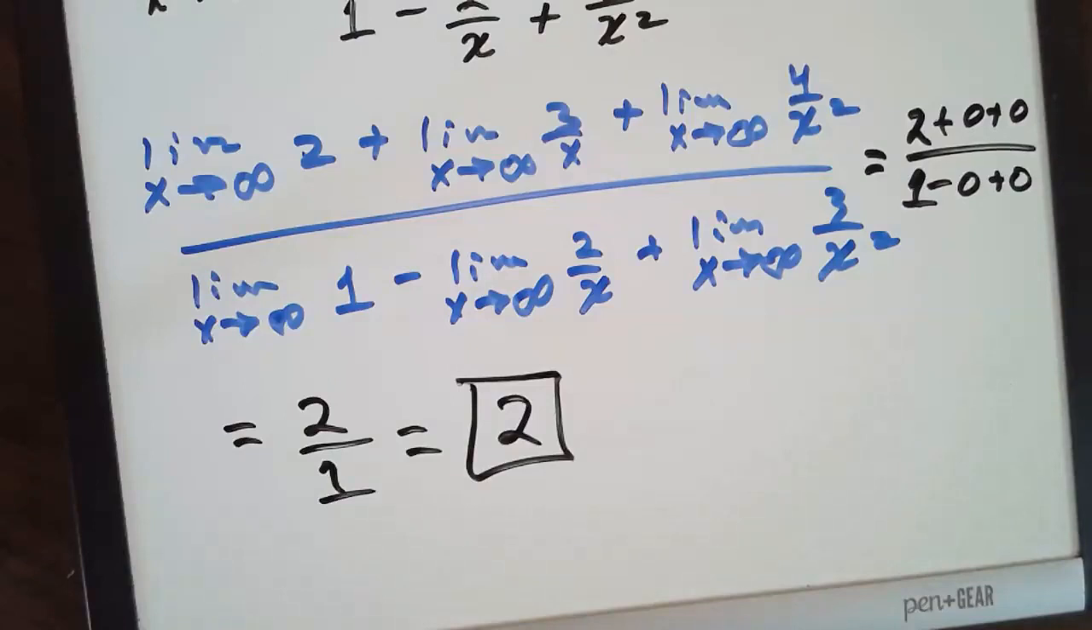So we've algebraically shown and proved that for this particular function, the limit tends towards 2. And you can check your work by graphing it on the calculator.